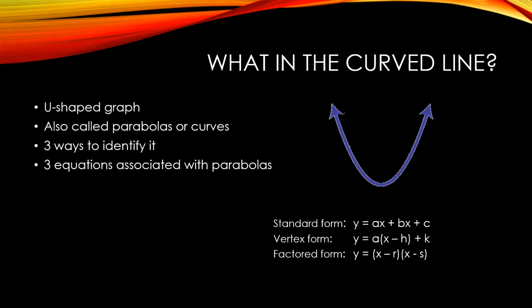And we should also note that h and k in the vertex form is the highest or the lowest point of your parabola, so it's called your vertex. And r and s in your factored form are your roots, also known as your x-intercepts, or where your parabola hits the x-axis.